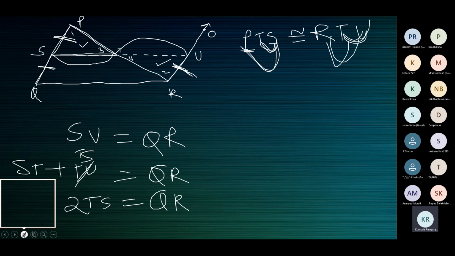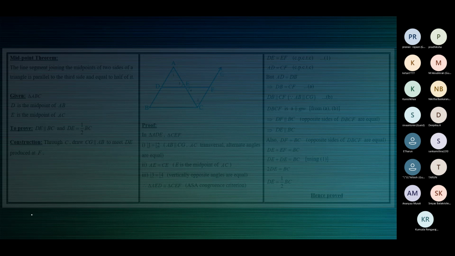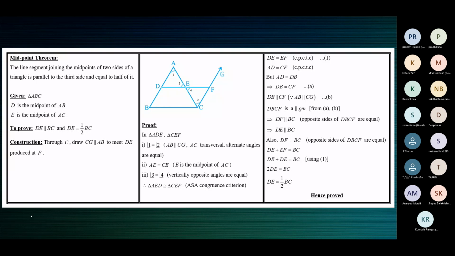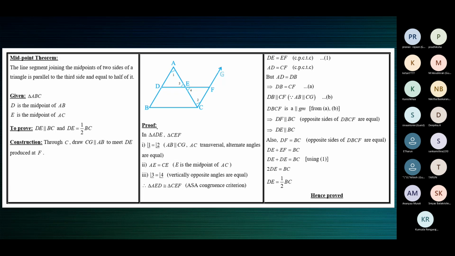We will not see the converse of the midpoint theorem today. Please learn this up. We'll see the proof for the converse of the midpoint theorem in the next class. So this is given, this is to be proved, this is the construction, and this is the proof for congruency.